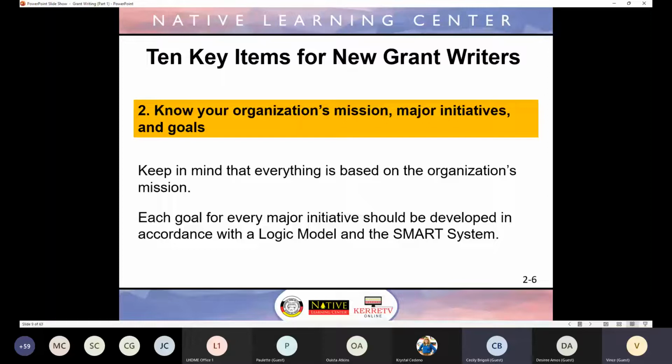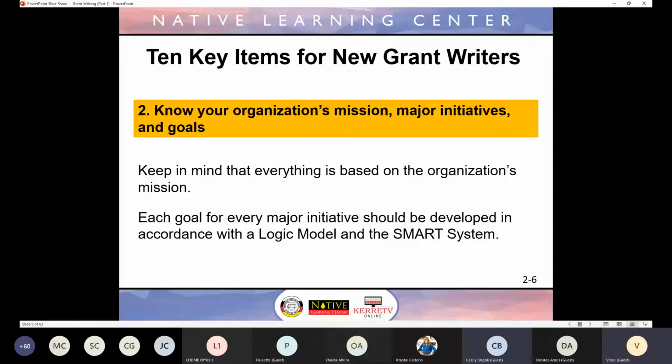With that given, major initiatives change from time to time. It depends on the whims of the organization, right? On the whims of the community. Do they want a multimedia or a multi-usable training facility? Do they want infrastructure? What is it that they want? So the major initiatives change. And if the major initiative changes, then the goals are going to change.